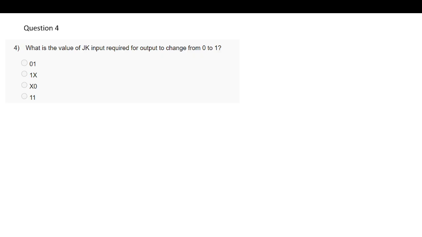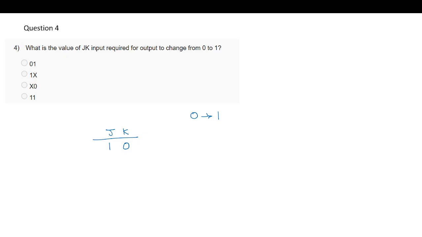Okay, next question. What is the value of JK input required for the output to change from 0 to 1? So it will go to 1 if it is in the set state. Set means it is 1 0, and it is toggling.